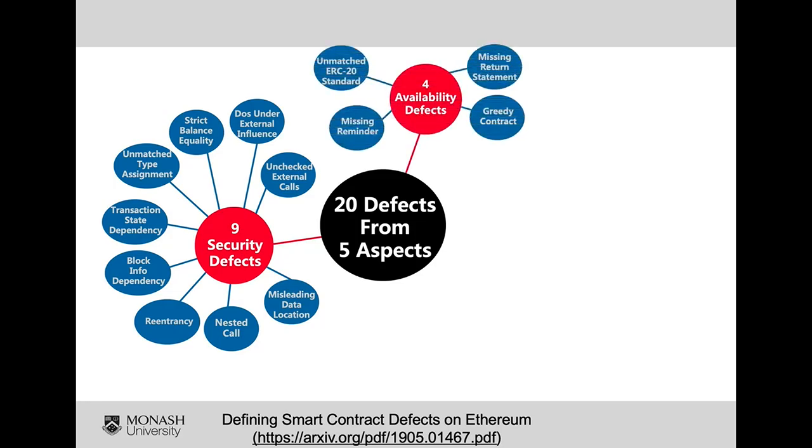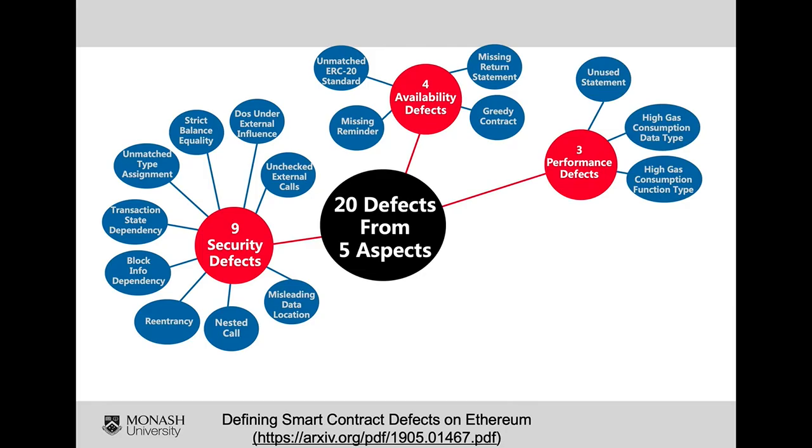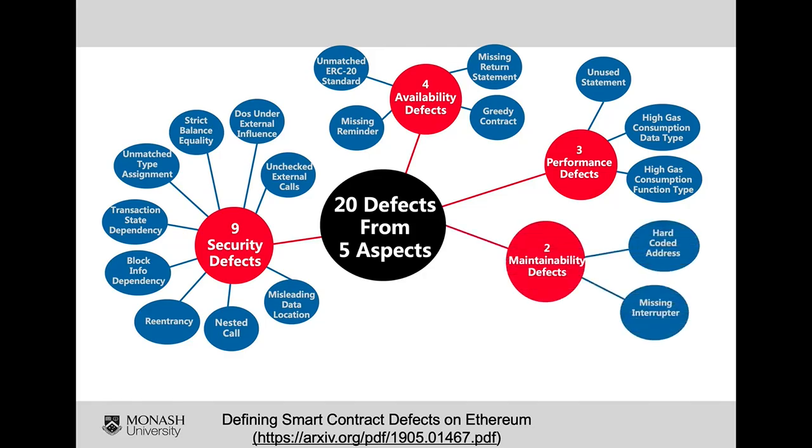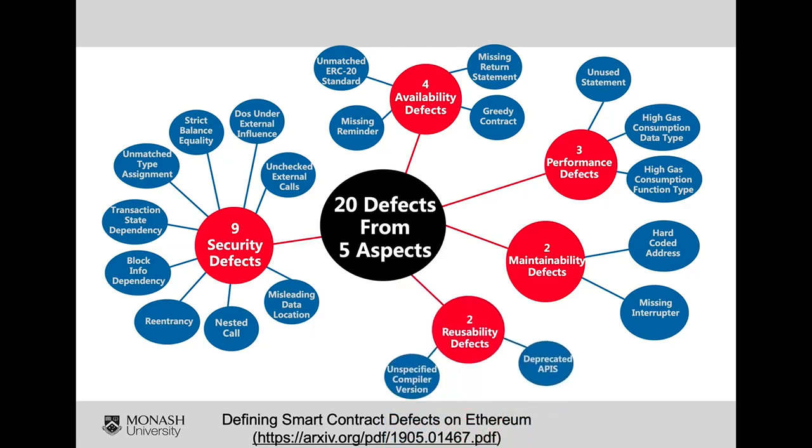We also define four contract defects related to availability. These defects can lead to potential errors or functional loss for the caller. Three contract defects are related to performance. The contracts with these defects can increase their gas cost. Two contract defects are related to maintainability. These contract defects might shorten the life cycles of the contracts. The other two contract defects are related to reusability. These contract defects can increase the difficulty of code reuse.